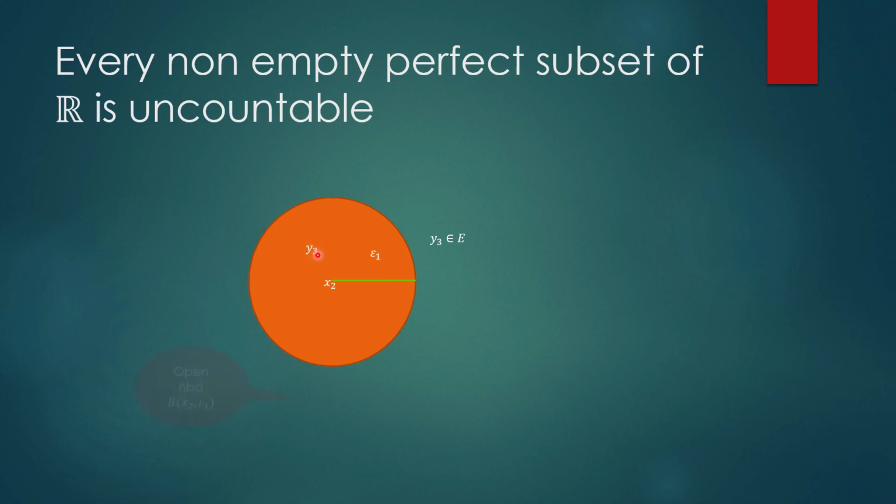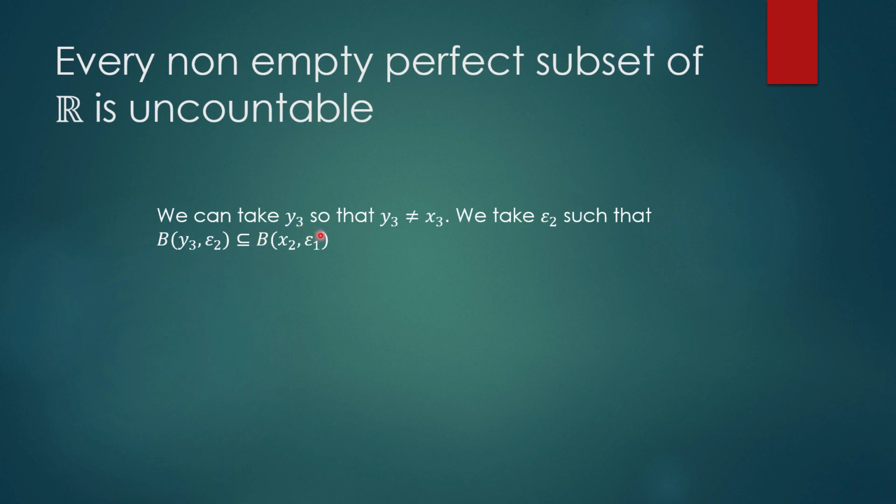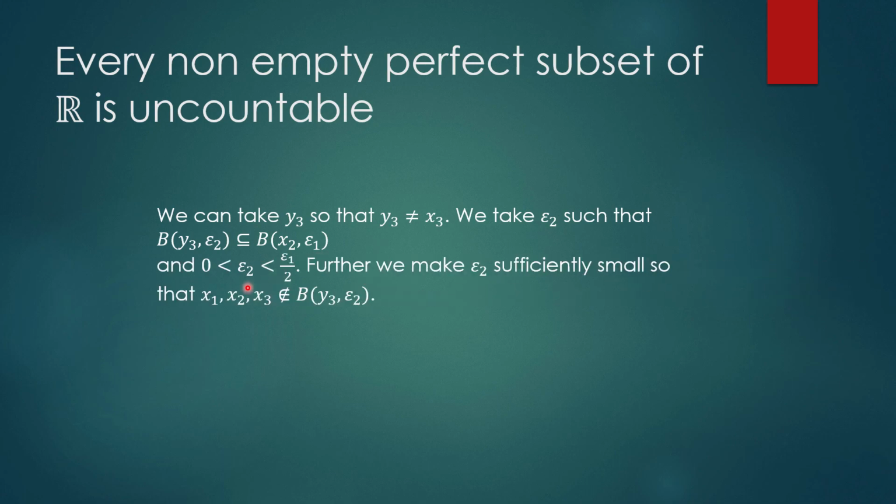So, open neighborhood B(x2, epsilon 1). All right, so we can take y3 so that y3 is not equal to x3. When you take y3, you deliberately take y3 not equal to x3. And then next, again, we take epsilon 2 such that the ball centered at y3 with radius epsilon 2 is a subset of the ball centered at x2 with radius epsilon 1. Then you take epsilon 2 deliberately in such a way that it is less than epsilon 1 by 2. Further, you can make epsilon 2 sufficiently small so that x1, x2, x3 are not in this ball.